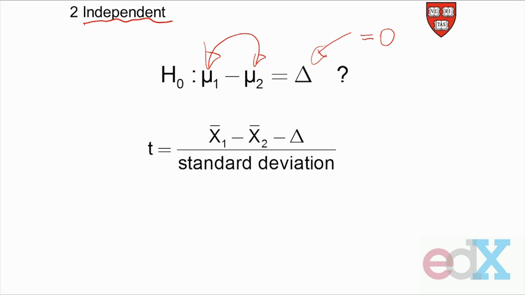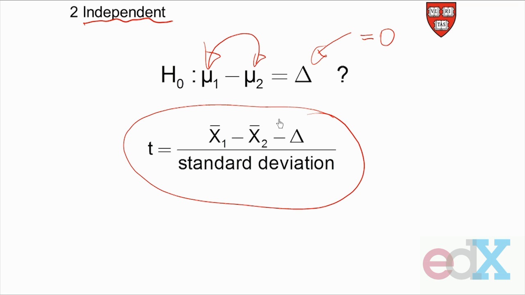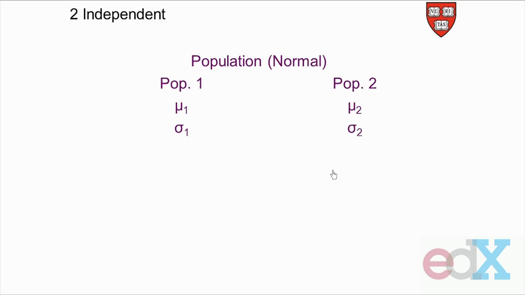so that there's no difference in these two. So there's no difference between males and females or whatever. Then there's our generic t, just like before. The difference now is going to be how we calculate this standard deviation. Now, let's get some notation.